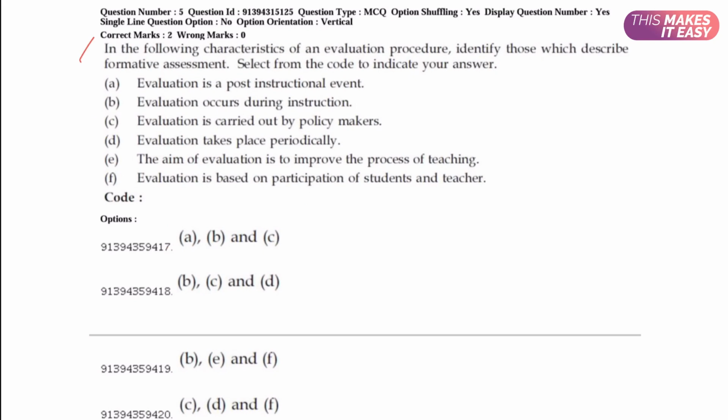The question says: in the following characteristics of an evaluation procedure, identify those which describe formative assessment and evaluation. Select from the code to indicate. Really, there are three kinds of assessment: formative, summative, and diagnostic. In formative assessment, evaluation occurs during the instruction, whereas in summative it will be after the instruction. Our diagnostic assessment looks backwards rather than forwards.